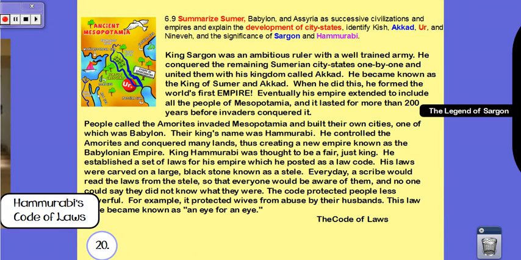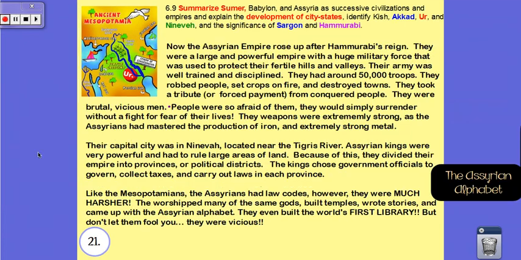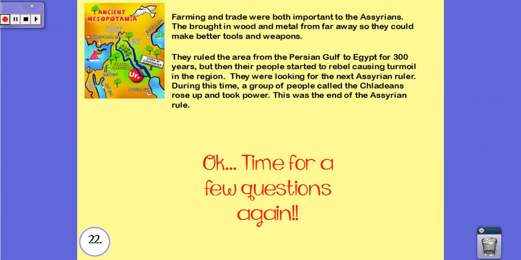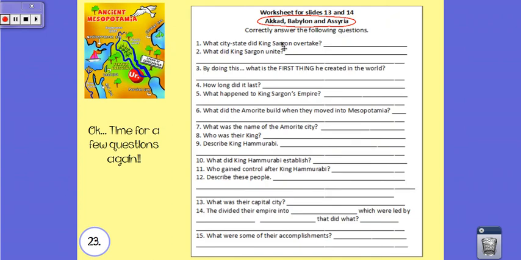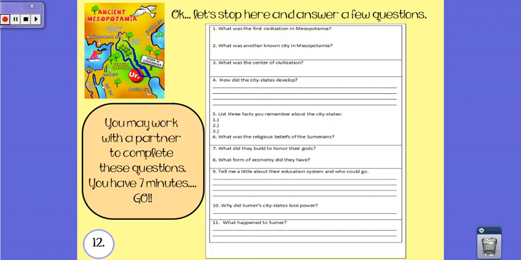Alright, still continuing with 6.9, King Sargon. You definitely need to know the difference between King Sargon and Hammurabi. And the next slide, the Assyrian Empire. And then this is the ending slide on it. And then we did a few questions about that as well. Remember this sheet, Akkad, Babylon, and Assyria. These things are in your spiral notebook, as well as this one.